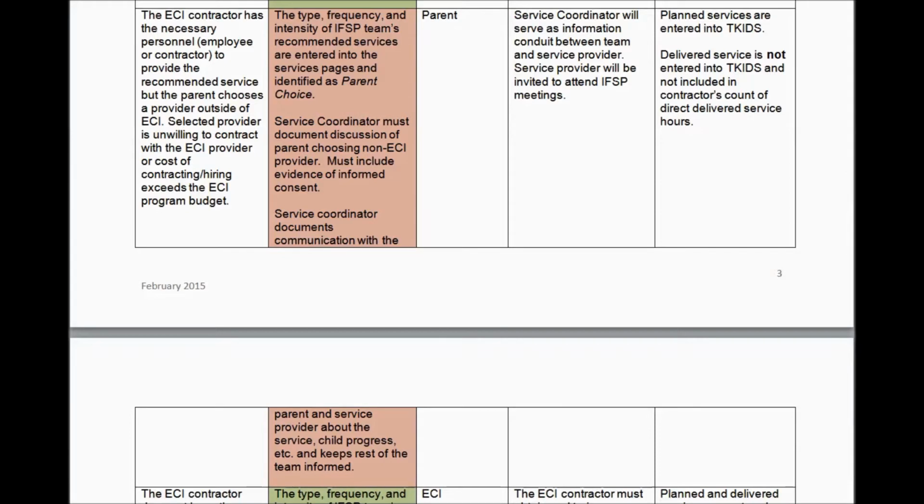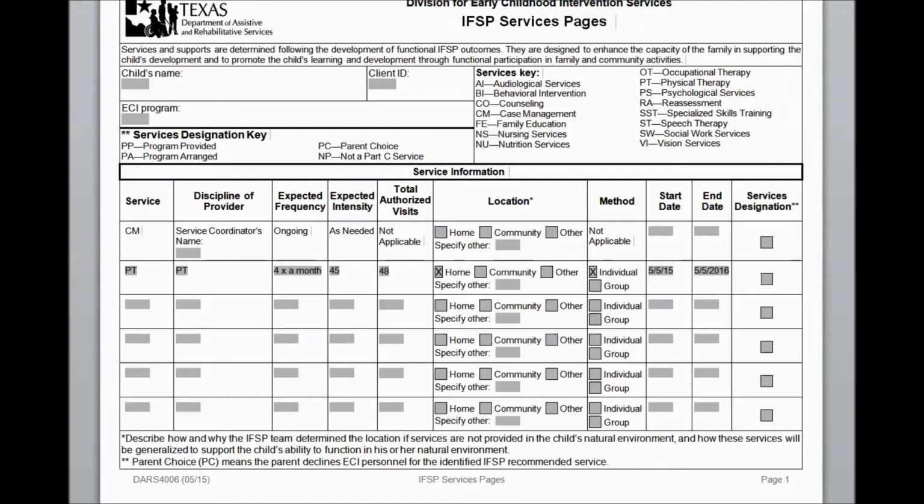The document that you're looking at now is some technical assistance that was provided about the services designations. If you don't have a copy of this document, it can be accessed on the extranet, or you can ask your program director or your supervisor for a copy. Let's look at the IFSP services page now.